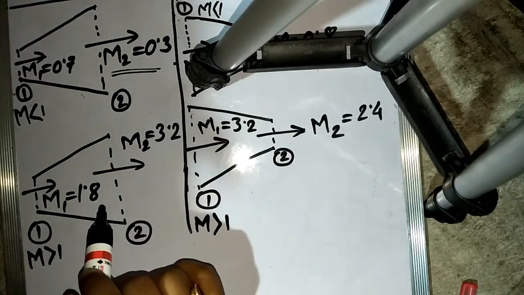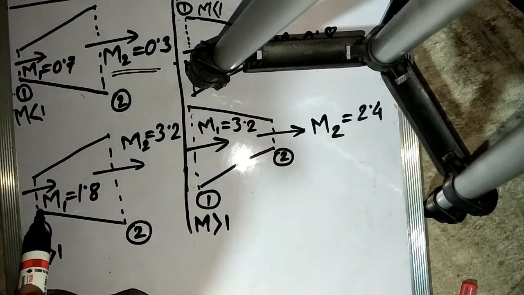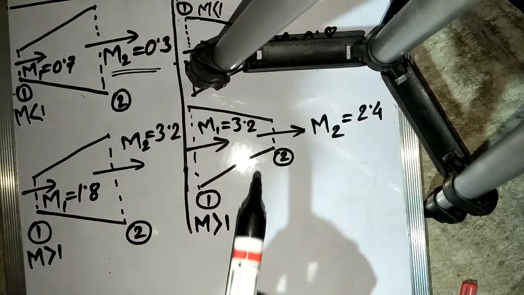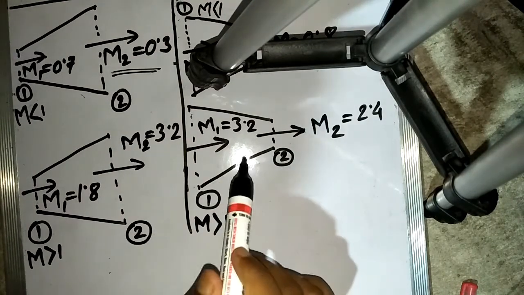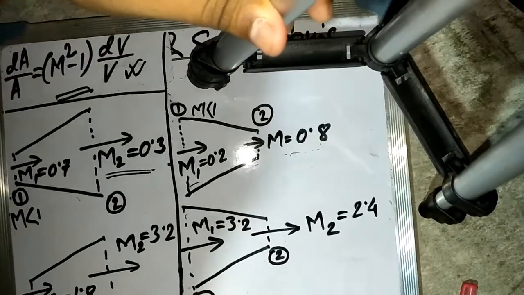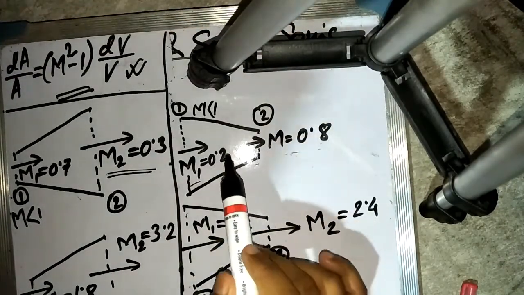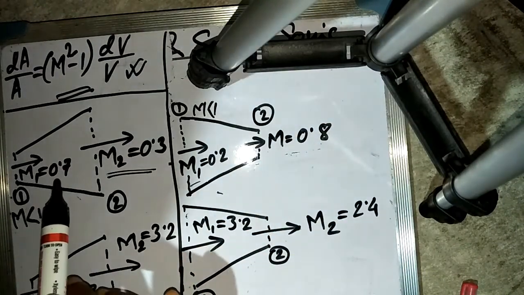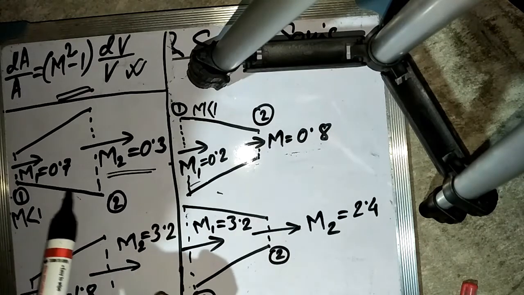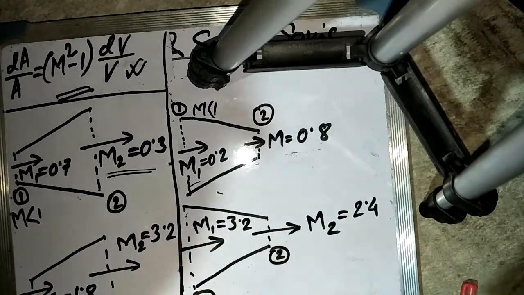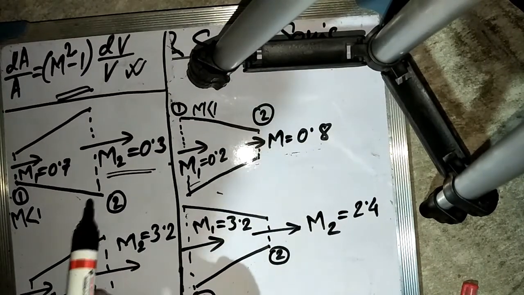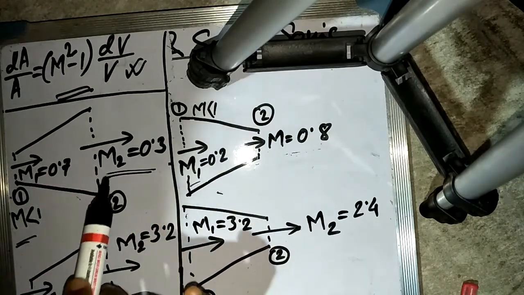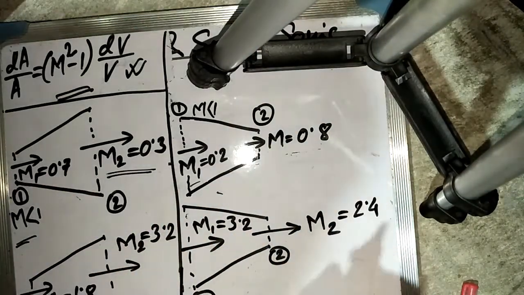A divergent type duct, in case of supersonic inlet flow, will act as a nozzle, and a convergent type duct in case of supersonic flow acts as a diffuser. A convergent type duct in case of subsonic flow acts as a nozzle, and a divergent type duct for subsonic flow behaves as a diffuser, as the Mach number decreases.